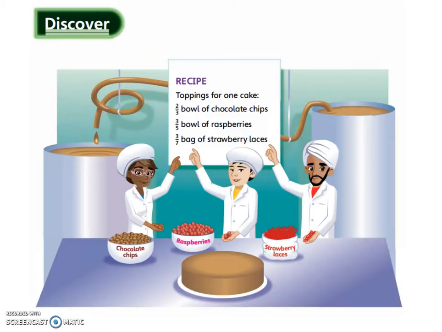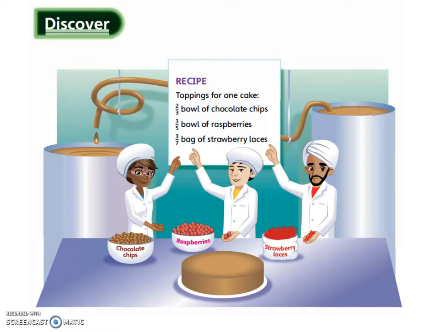When looking at these two questions, the first thing to bear in mind is we've got our recipe, which shows us how much of each item we need for the cake topping. The first thing to think about is, how are these fractional amounts different from the last session we did? Then looking at them really carefully, think about what the denominator represents for each of those items, the chocolate chips, the raspberries, or the strawberry laces. And then what does the numerator represent?